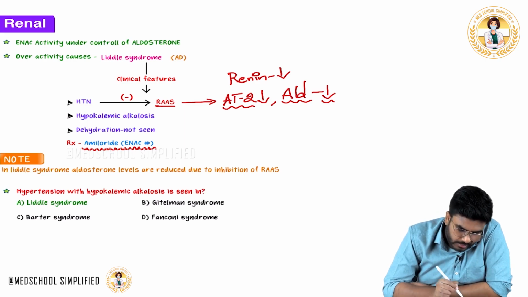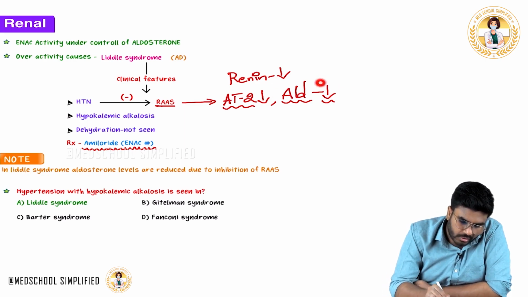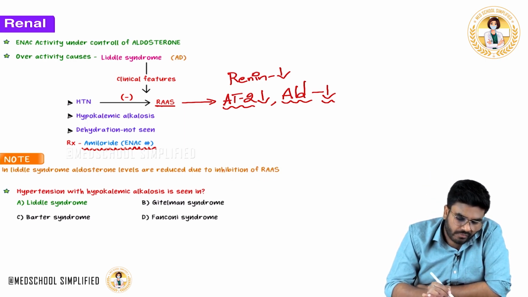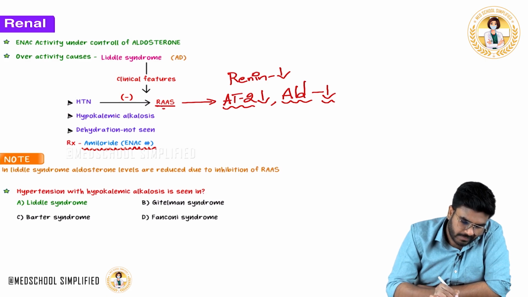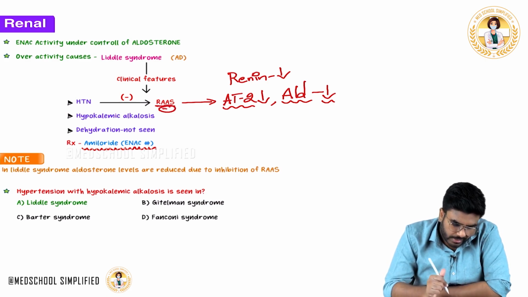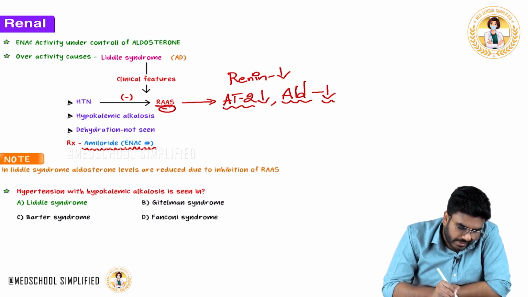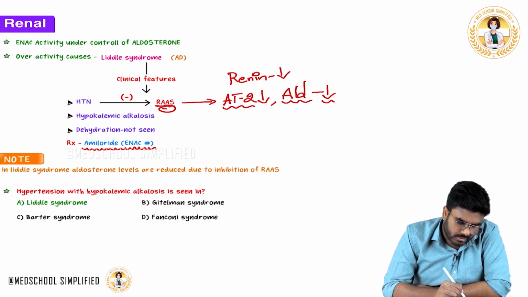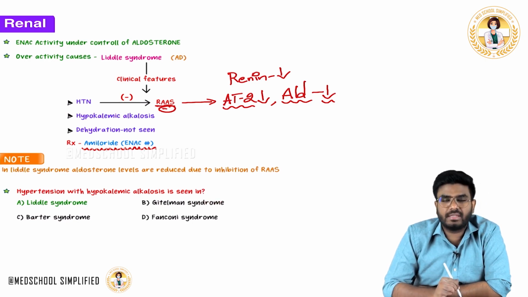So now tell me, in Liddle syndrome, aldosterone levels are what? Aldosterone levels are reduced due to inhibition of the RAS pathway. Now if you get a question, hypertension with hypokalemic alkalosis, that is, more BP, hypokalemia as well as alkalosis, it is seen in Liddle syndrome. Why? Because in Bartter syndrome, BP is never increased. In Gitelman syndrome, BP is never increased.